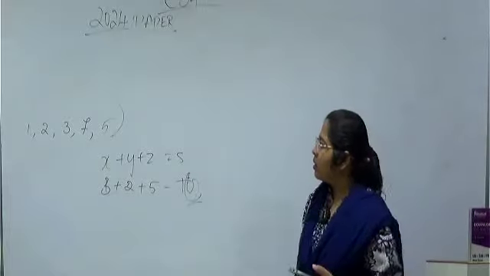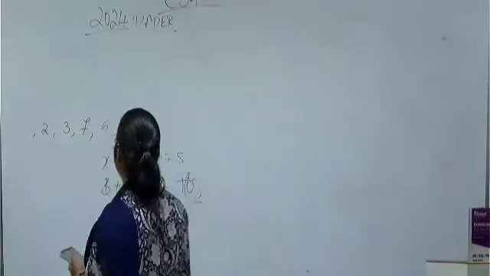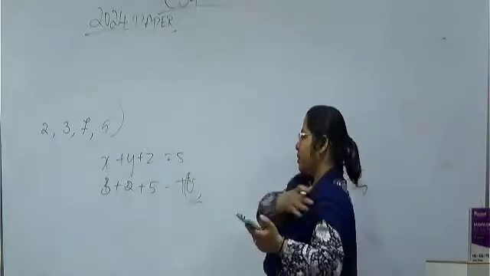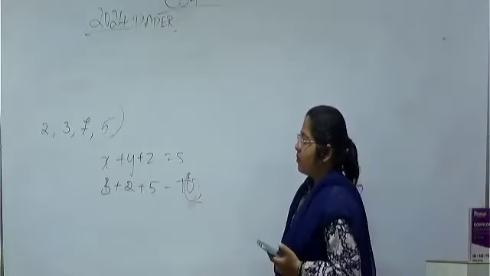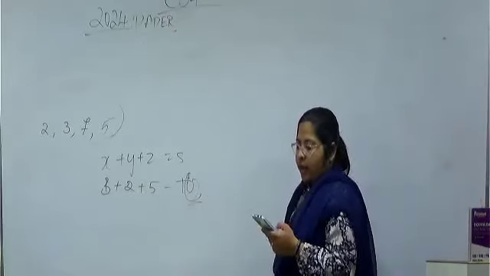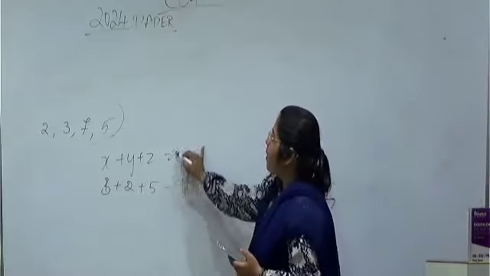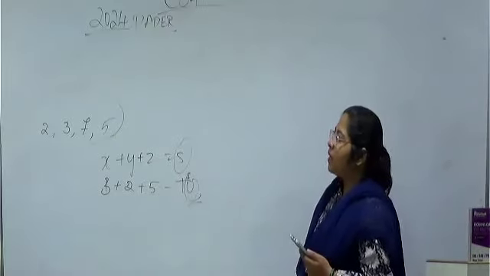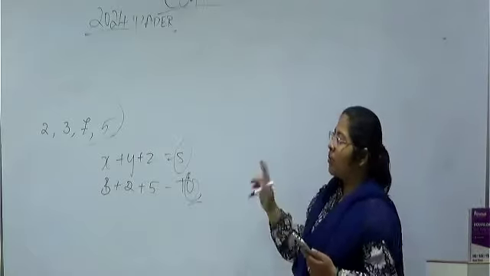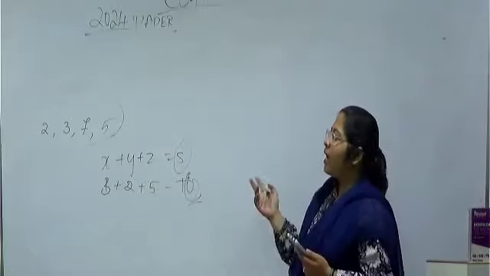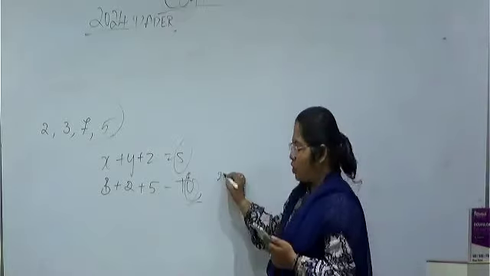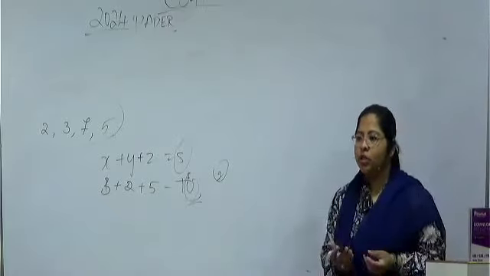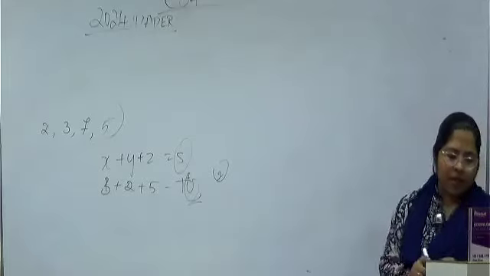1 should not be taken. They have asked for distinct prime numbers; 1 is not prime. Only 2, 3, 7, 5. Next: can the unit digit be 9 in the sum? You cannot find 9, right? 7 plus 2 will give you 9, but another number should also be added. 3 plus 5 is 8, but another number no. That means option 2 is wrong. You need not solve anything else. Answer is 1 and 3. Right? 2 is not possible, 9 is not possible in the digit.